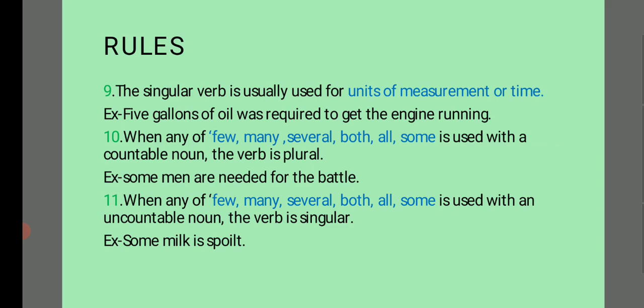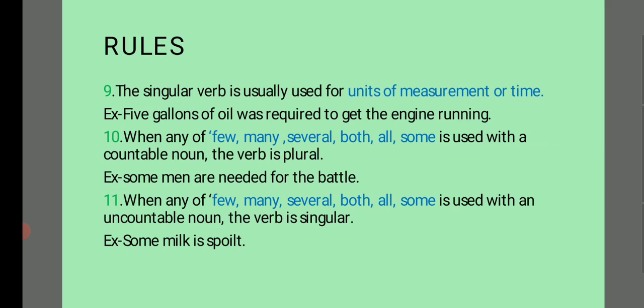For example, some men are needed for the battle. Now men we can count, isn't it? People we can count. So it is countable. जब हम countable के साथ some use कर रहे हैं, it is a plural subject. So we are using are. Some men are needed for the battle.